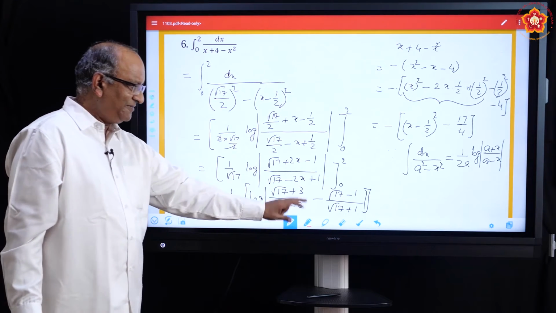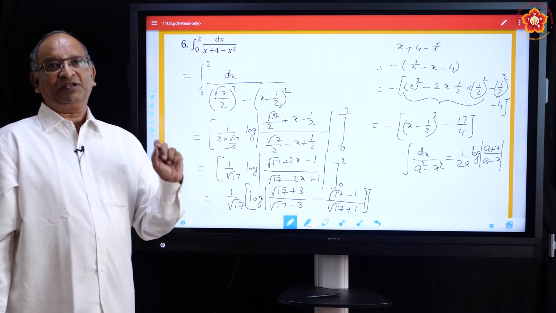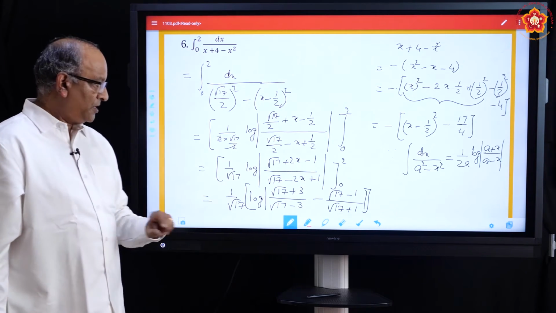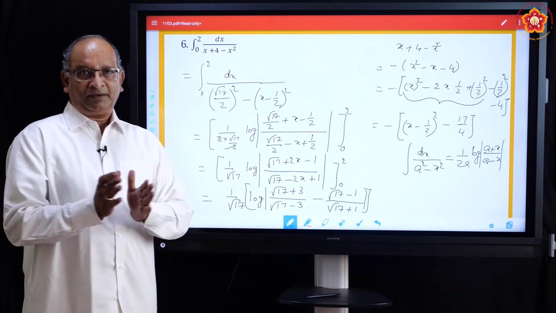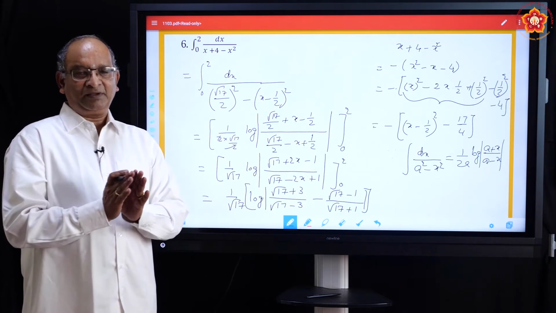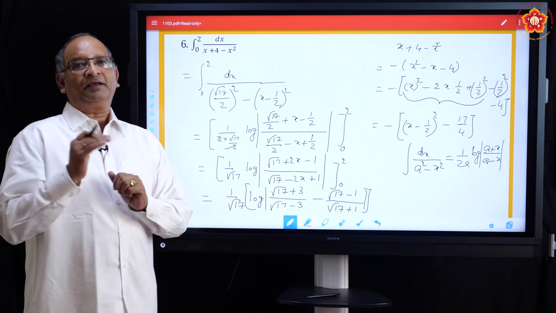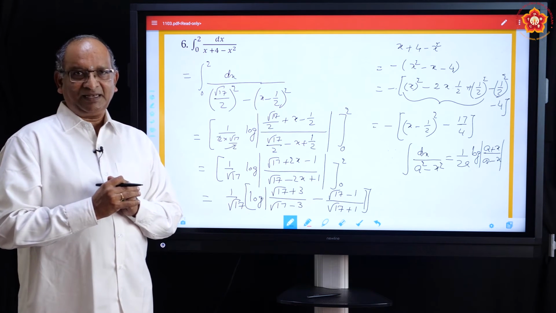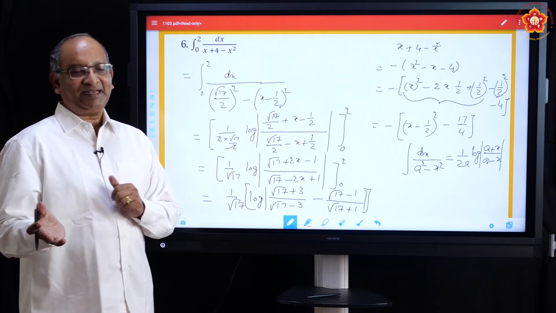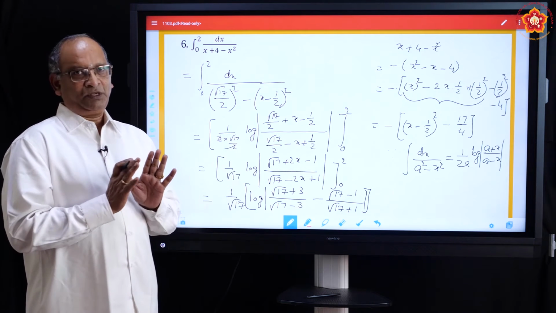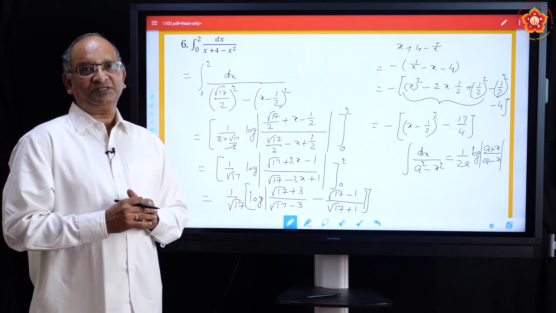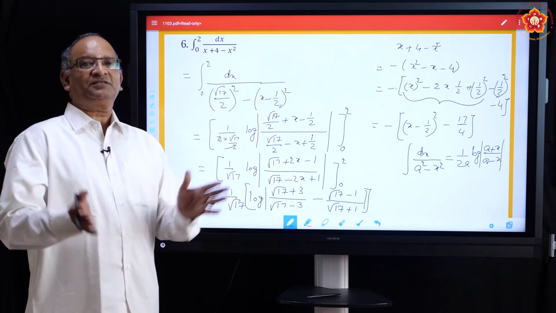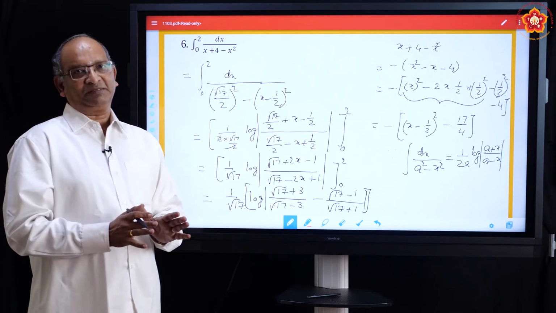We can as such leave it like this, but if you still want to simplify, you can club both of them. Take LCM and then simplify. You will get in denominator irrational. You can still rationalize it and get a simplified form. So I'm not doing that particular part. You know how to subtract two fractions. So subtract two fractions, simplify as much as possible.